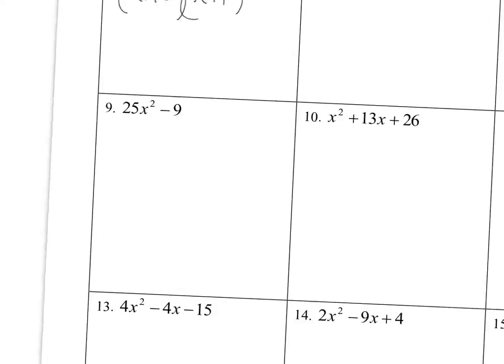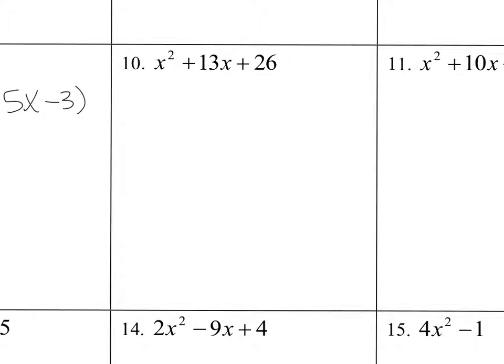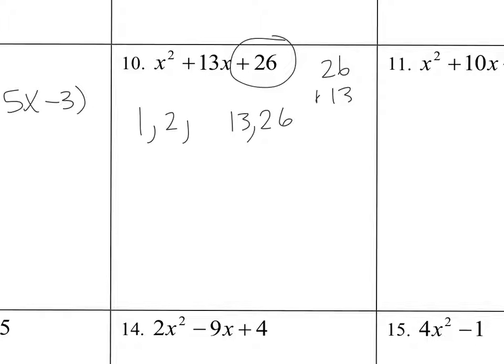Okay, number 9. No greatest common factor, but I have a difference of squares. So this is going to be 5x plus 3, 5x minus 3. Number 10, no greatest common factor. So I do factors of 26 that add up to 13. Factors of 26 are 1 and 26, 2 and 13. And that's it. None of these pairs will give me 13. So this one's not factorable.